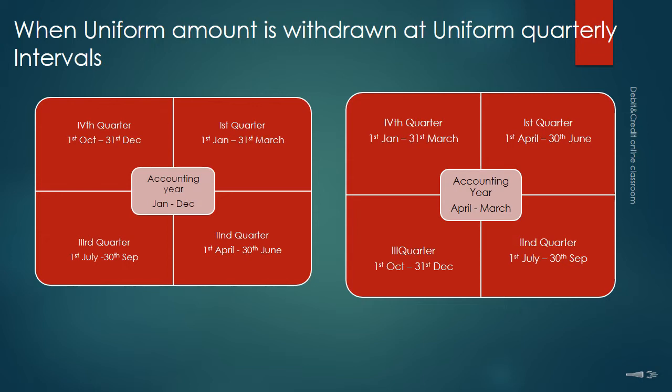And if we are starting the accounting year from 1st April and it ends on March 31st, the quarters will be: first quarter 1st April to 30th June, second quarter 1st July to 30th September, third quarter 1st October to 31st December, and the fourth quarter 1st January to 31st March. If you learn this, it will be easy for you to calculate the interest on drawings, that is, at the time of counting the months.